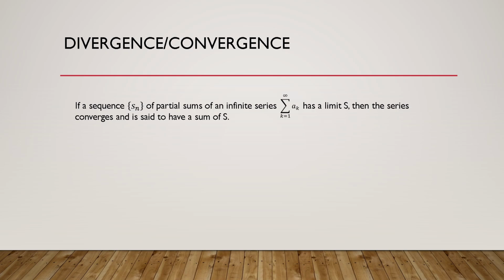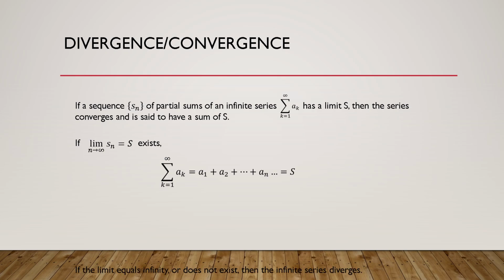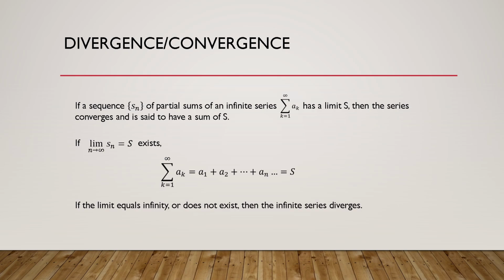If the sequence S sub n of partial sums of an infinite series, the sum from k equals 1 to infinity of a sub k, has a limit s, then the series converges and is said to have a sum of s. If the limit, as n approaches infinity, of s sub n equals s exists, then the sum from k equals 1 to infinity of a sub k also equals s. If the limit equals infinity or does not exist, then the infinite series diverges.